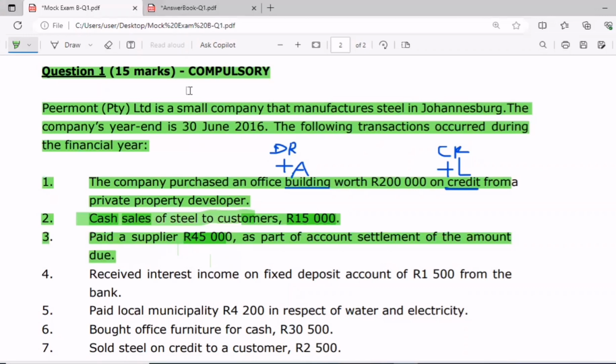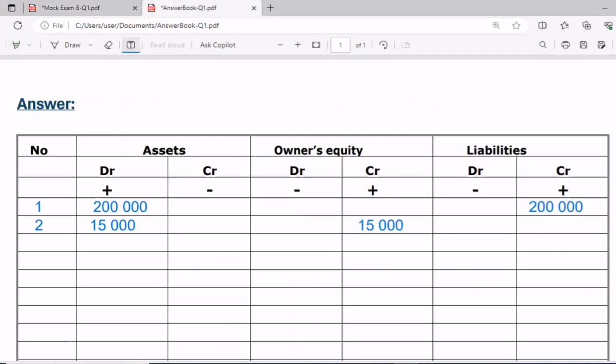So let me record this so that you can follow. So it's transaction number 3. So we are making the payment to one of our creditors. So when we make the payment, our bank, which is an asset account, is being reduced. So when the value of an asset is being reduced, we show that on the credit side. So 45,000. So bank has been reduced. So that is why we show 45,000 on the credit side.